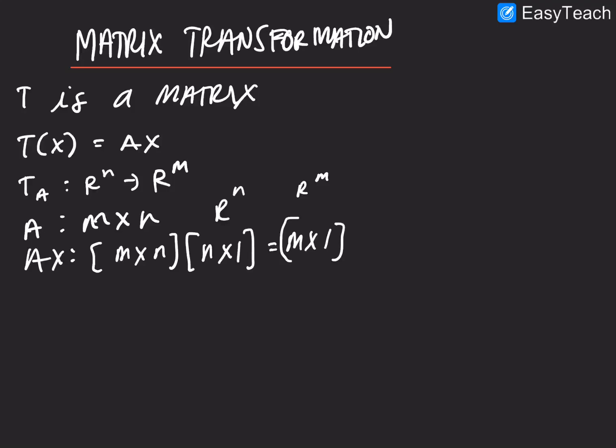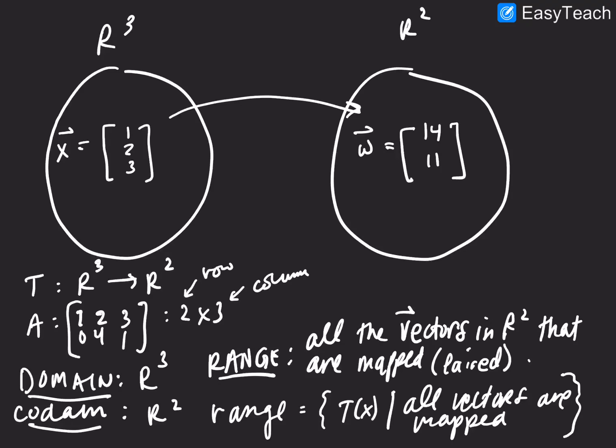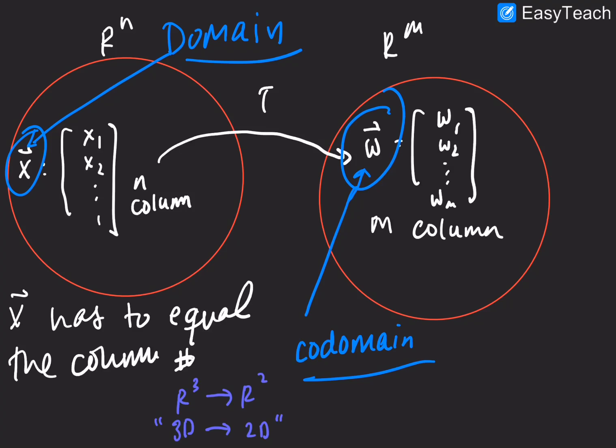So A was m by n, and the m is the number of rows. This is the m column, right? So you'll see after the transformation, that's the m value. So before the transformation is the n. So before that is the n.